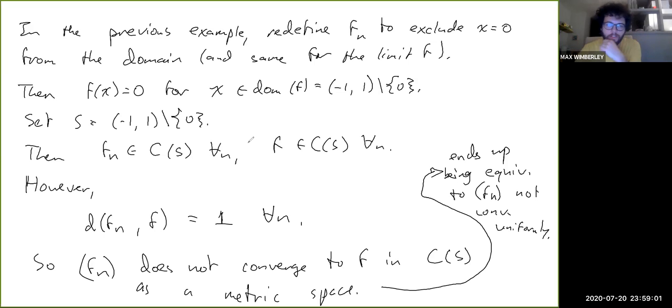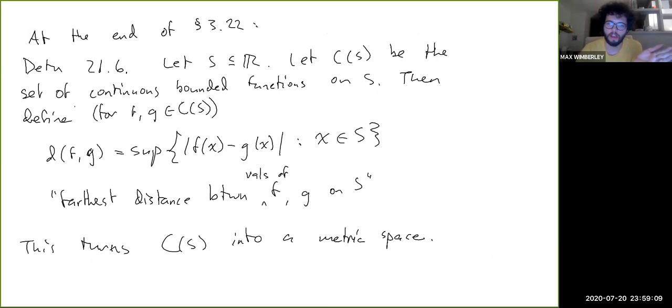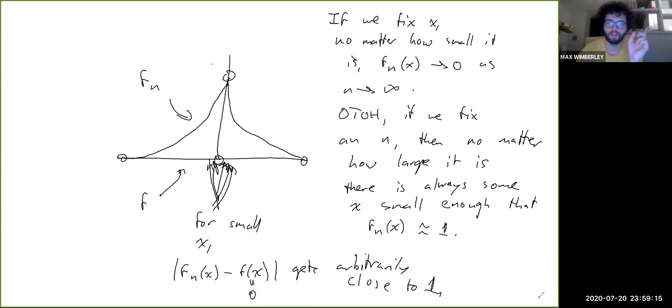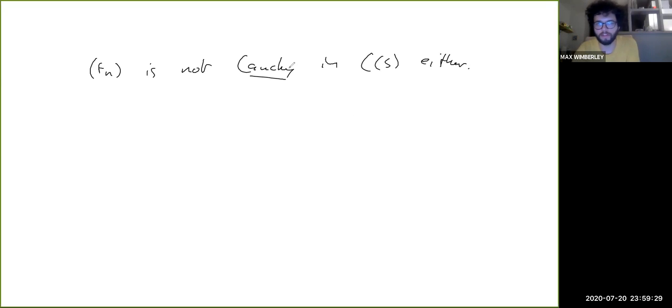Another thing that I could have done was to show that even with C of S defined as only continuous functions, the sequence Fn is not Cauchy in C of S, okay? So that's another thing that I'll just write down. So Fn is not Cauchy in C of S either. I'm not going to show that because it's a bit of a pain, but it's not that bad, I just don't want to spend the time right now. But it is not Cauchy, so that's also another reason we shouldn't expect it to converge as a sequence in this metric space, okay?